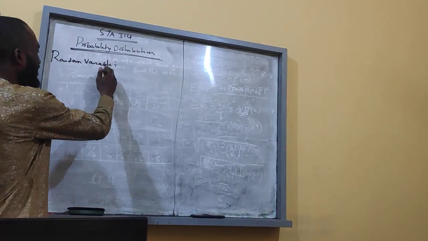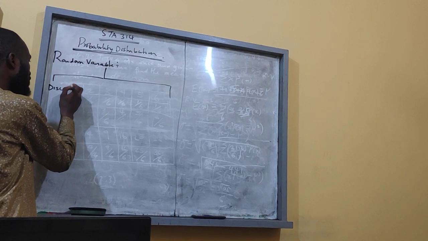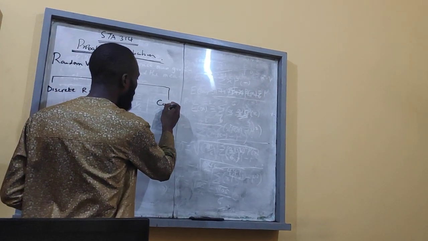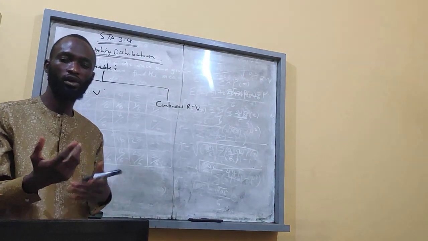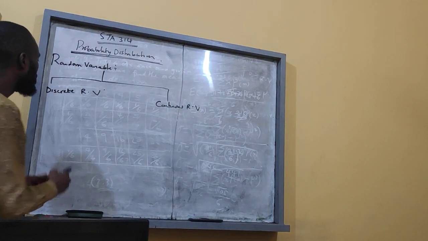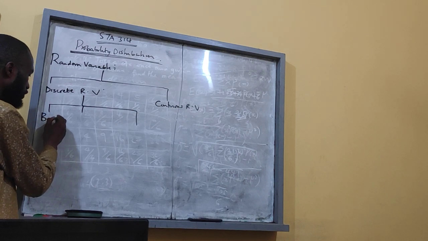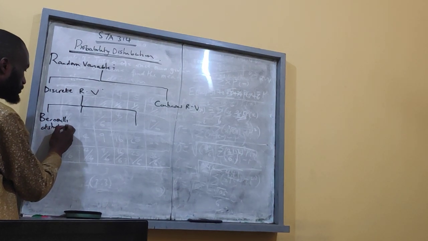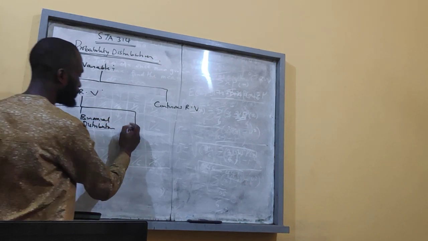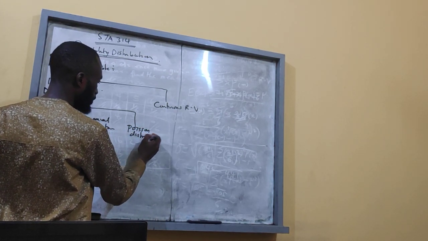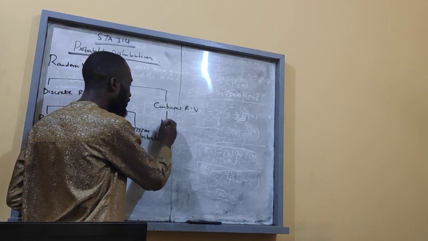Now, random variable is divided into two. We have the first one, which is called discrete random variable. We also have continuous random variable. When you say discrete, from the word discrete, the outcomes are integers. Now, discrete random variable is also divided into three. Then we have what is called Bernoulli distribution. We have binomial distribution. Also, we have Poisson distribution. Those are the three divisions of discrete random variable. While for continuous random variable, we only have what is called normal distribution.